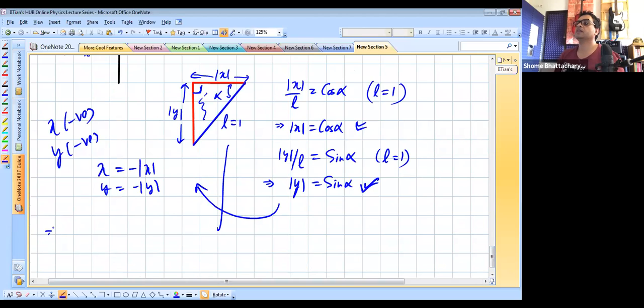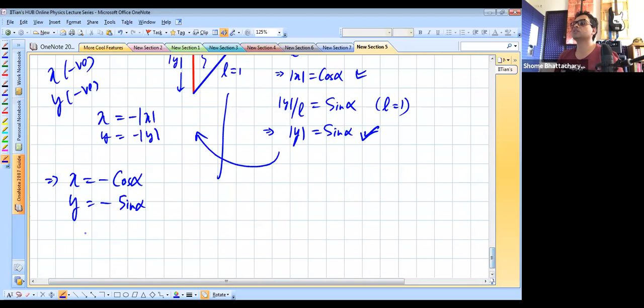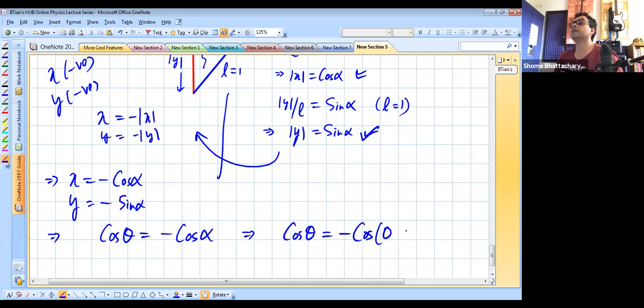So we are getting x is equal to minus cos alpha and y is equal to minus sin alpha. And remember, in our trigonometry definition, x is nothing but cos theta. So cos theta is becoming minus cos alpha. Or we can say that cos theta, when theta is in the third quadrant, is minus cos of (theta minus 180 degrees), because that is what our alpha was about.